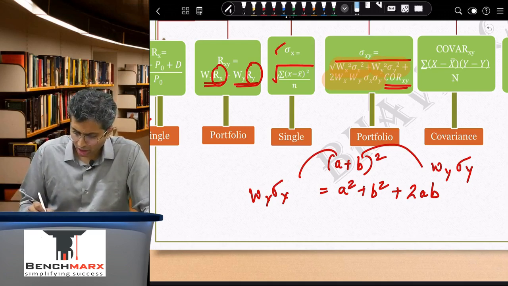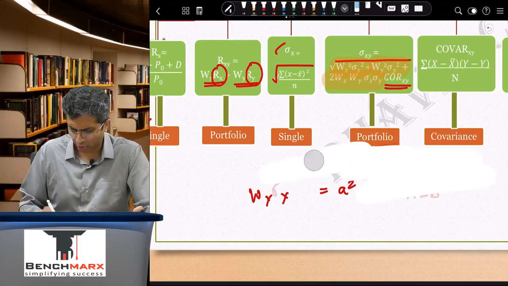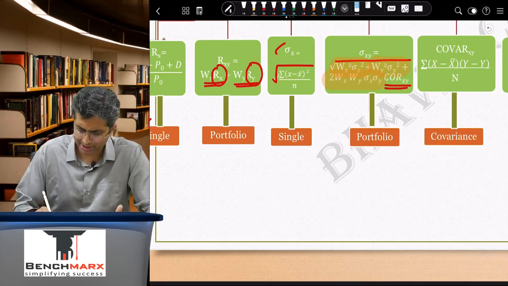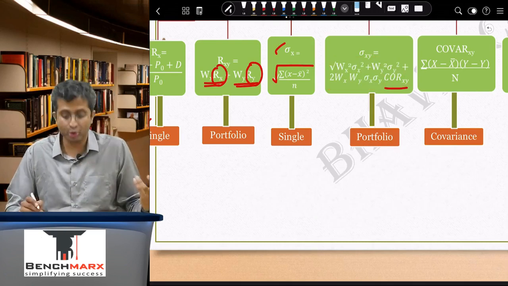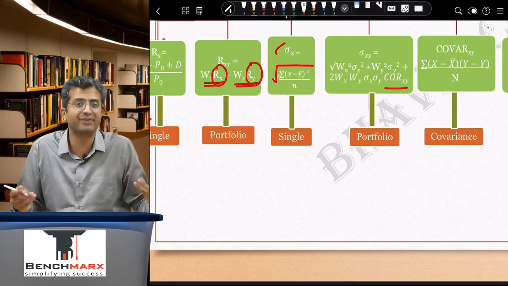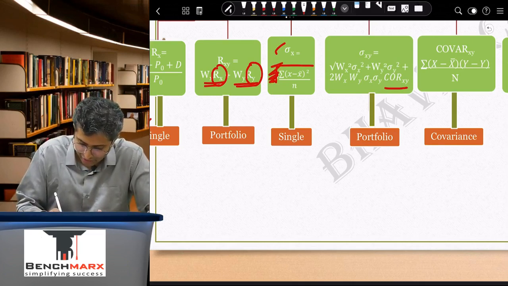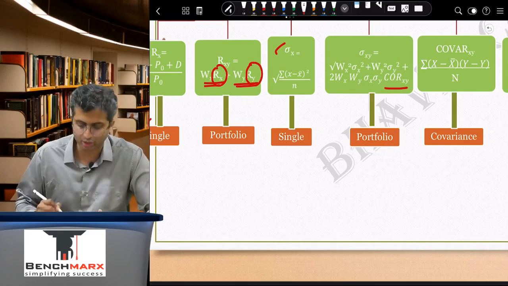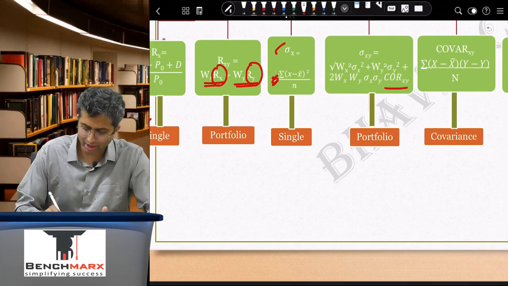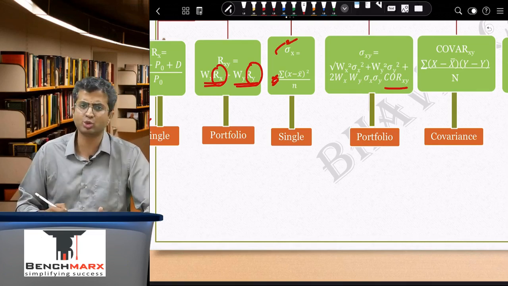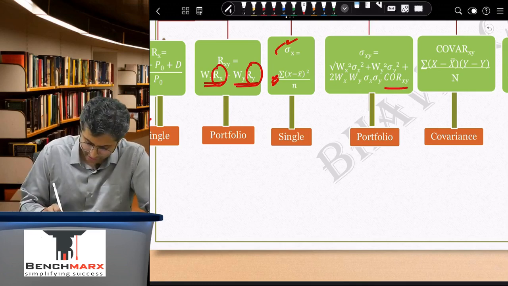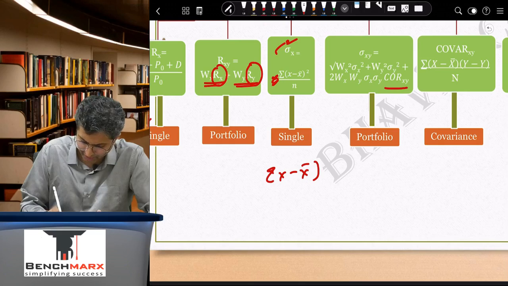So how do you calculate the correlation? Correlation is calculated as a function of something called covariance. What is covariance? Well, what is variance? If in the standard deviation working, you don't do the square rooting, the number that you get is called variance. This is standard deviation squared.